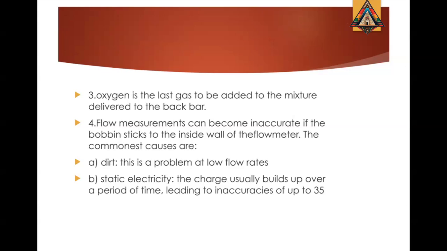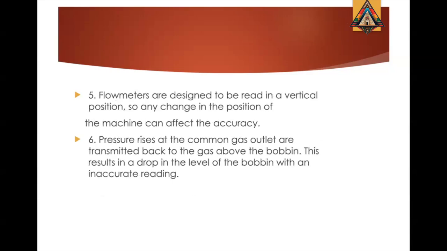And with time, there's inaccuracy because of static electricity, and dirt can accumulate. Flow meters are designed to be read in a vertical position, so any change in the position will affect the accuracy. And pressure rises at the common gas outlet are transmitted back to the gas above the bobbin. This results in a drop of the level of the bobbin with an inaccurate reading. So if there is airway obstruction, you will find the bobbin fluctuating.